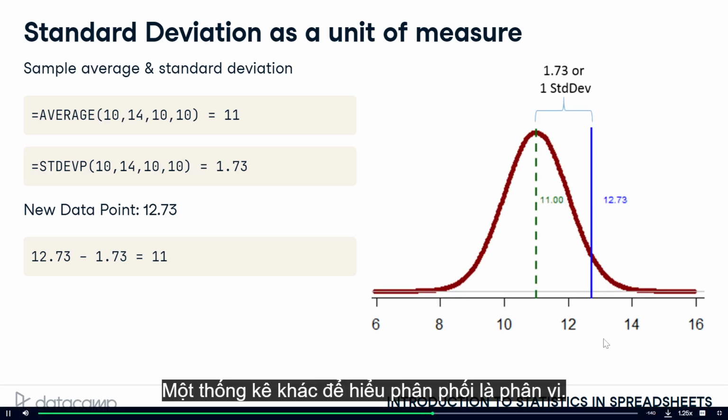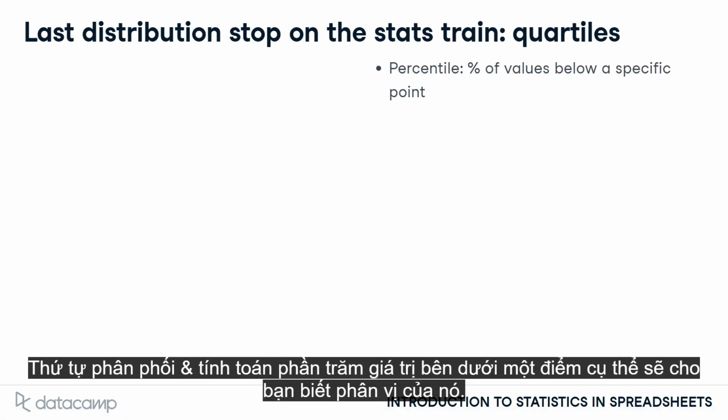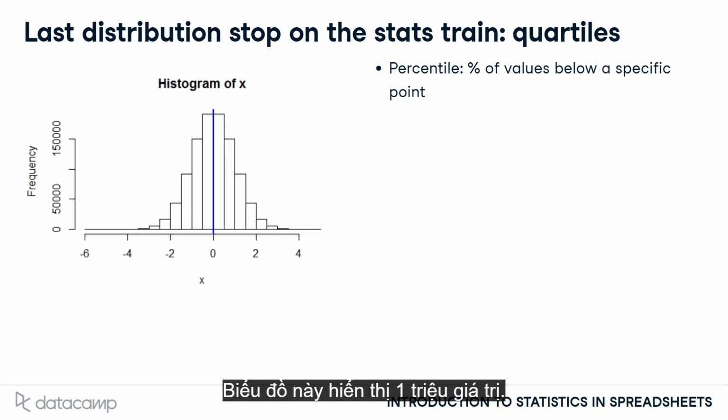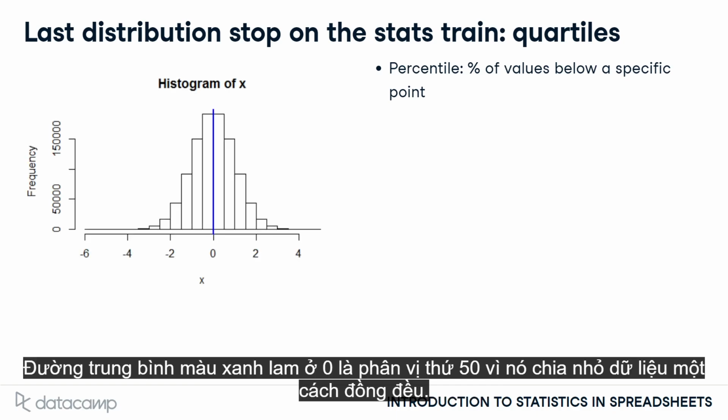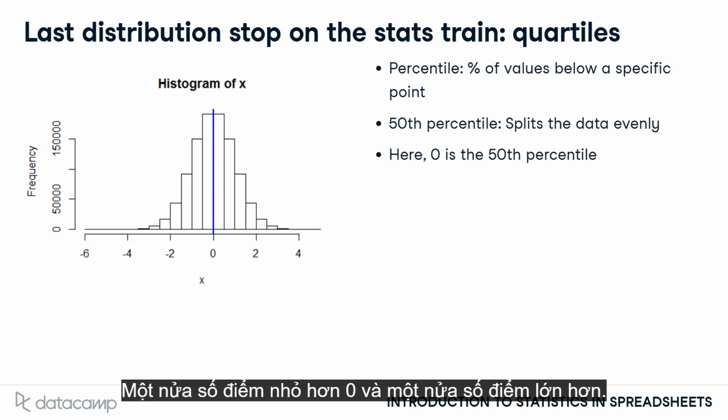Another statistic for understanding a distribution is a percentile. Ordering a distribution and calculating the percentage of values below a specific point will tell you its percentile. This histogram visualizes 1 million values. The blue line average at 0 is the 50th percentile because it splits the data evenly. Half the points are less than 0 and half are greater.